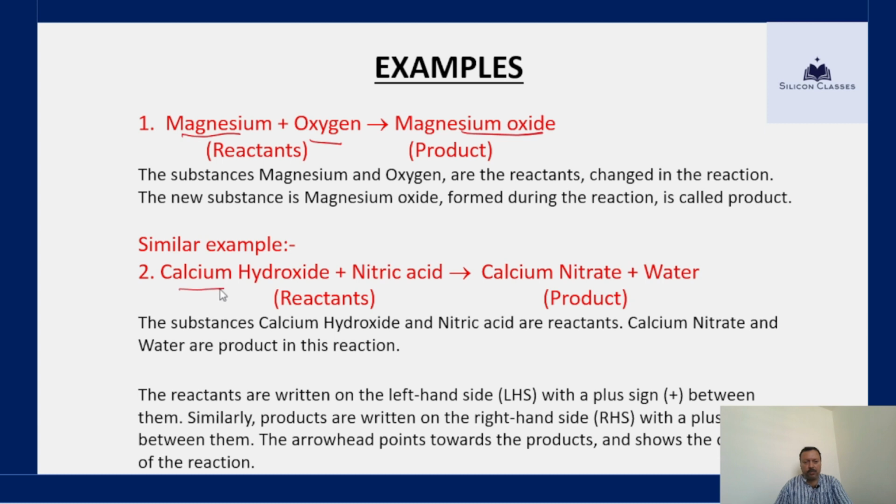Another example is calcium hydroxide reacts with nitric acid to form calcium nitrate and water. Here, calcium hydroxide and nitric acid are the reactants and calcium nitrate and water are the products. The properties of calcium nitrate are totally different from calcium hydroxide and nitric acid. Water also has different properties. So, whatever we have discussed in the earlier slide, this is a chemical change. In a chemical change, the products will be formed with different properties. The properties of the product will be different.